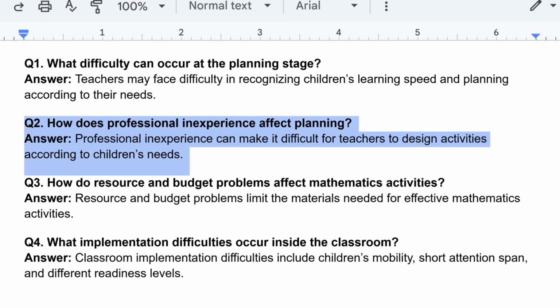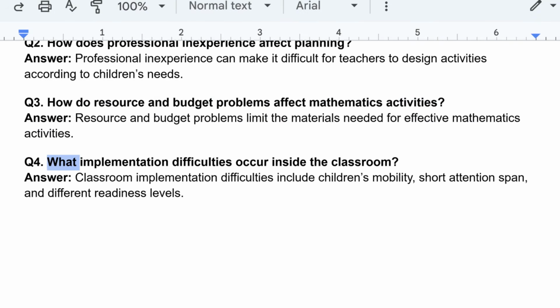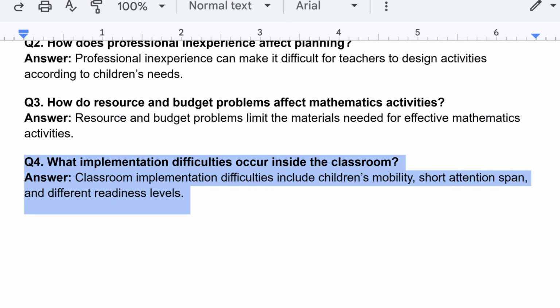How do resource and budget problems affect mathematics activities? Resource and budget problems limit the materials needed for effective mathematics activities. What implementation difficulties occur inside the classroom? Classroom implementation difficulties include children's mobility, short attention span, and different readiness levels.